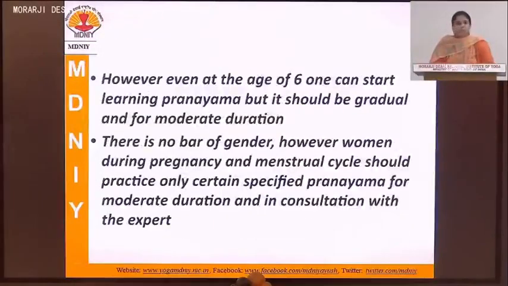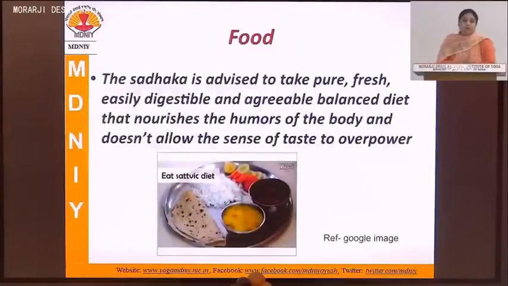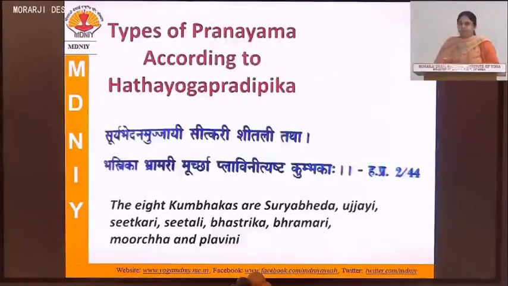Now there is no bar of gender, both male and females can do, but women during pregnancy and menstruation should be very careful, and they can do only specific pranayam, not all the pranayam. Now the food, this is also very important, that mitahar, your diet should be moderate, it should be balanced as per the yogic diet. We will talk about this later on in our theory lecture about the mitahar, the yogic diet, that what should be the diet of a yogi to get the maximum benefit from pranayam.